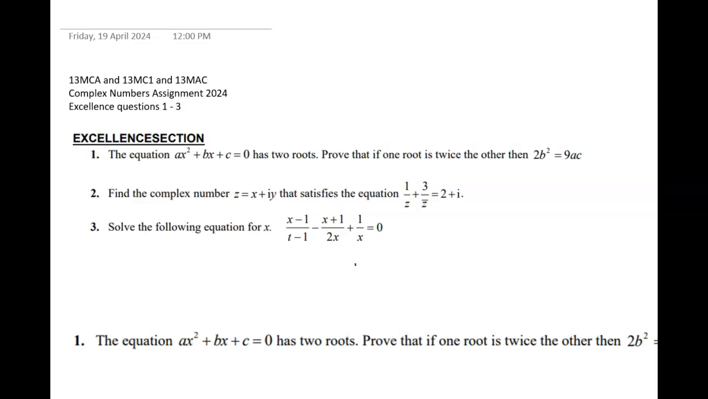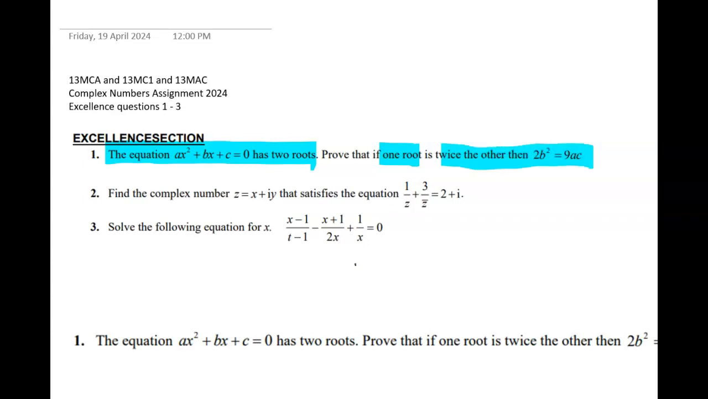I'm going to start going through this year's complex numbers assignment, and I'm starting with the excellence questions. This video will probably have questions 1 to 3 in it, and I'll do the rest later on this week. So the first question is one where we're told we've got a quadratic equation and it's got 2 roots. We have to prove that if one root is twice the other, then 2b squared equals 9ac.